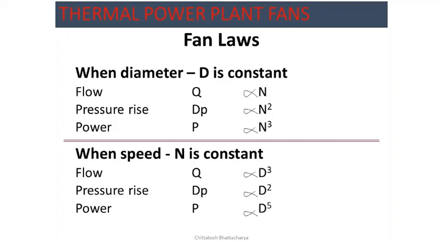Again, when RPM is constant, then flow is proportional to d cube, with respect to diameter of the impeller, and differential pressure across the fan is proportional to d square, that is diameter of the impeller square, and power requirement to run the fan is proportional to d to the power 5. So these are the basic fan laws.